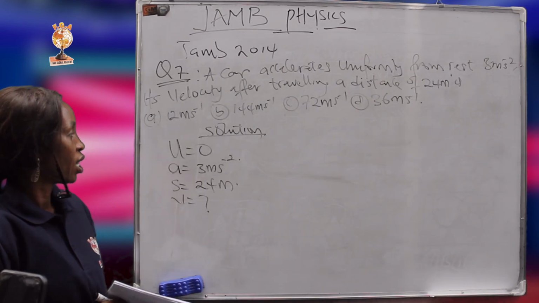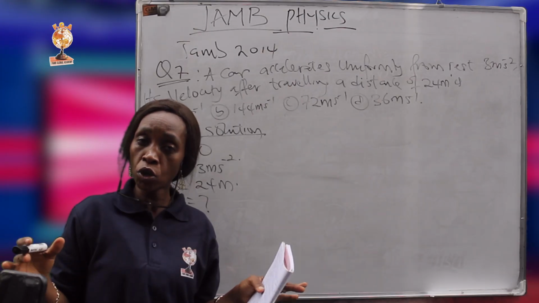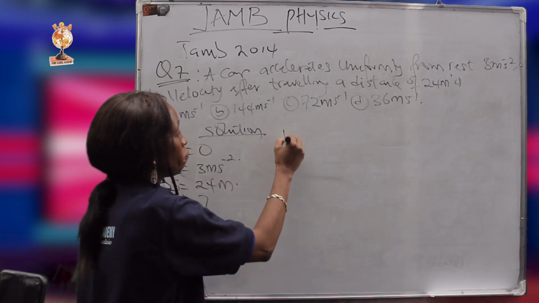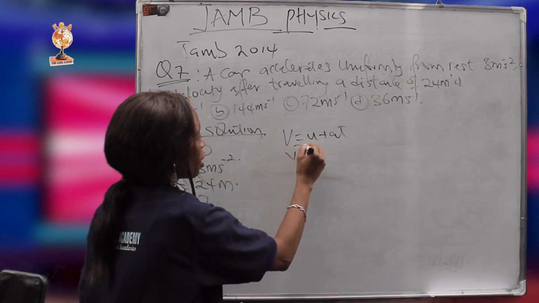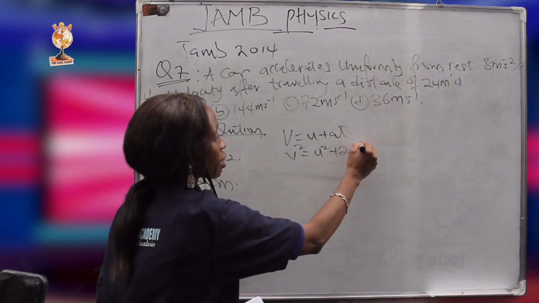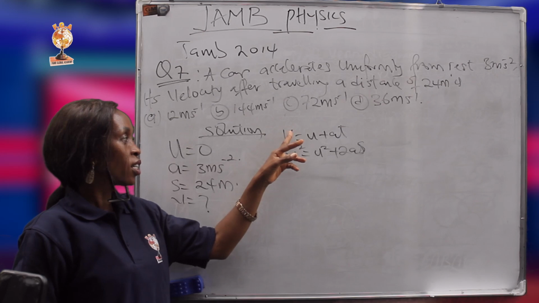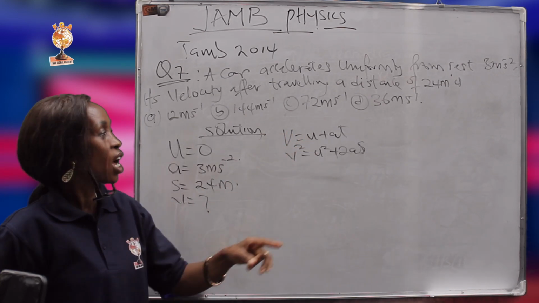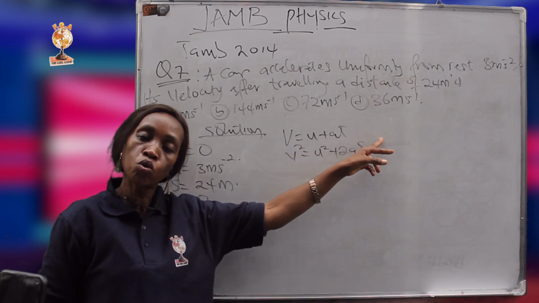Now, remember, we have various major 4 equations of motion, but I'm going to be dealing with 2 for now. V is equals to U plus AT, that's 1. Another one is V squared is equals to U squared plus 2AS. Look at these 2 formulas. Preferably, I am supposed to use equation 2. In equation 1, I'm asked to look for V, very correct. I'm given U, very correct. I'm given A, which is acceleration, but I'm not given time. So this formula does not suit this question.